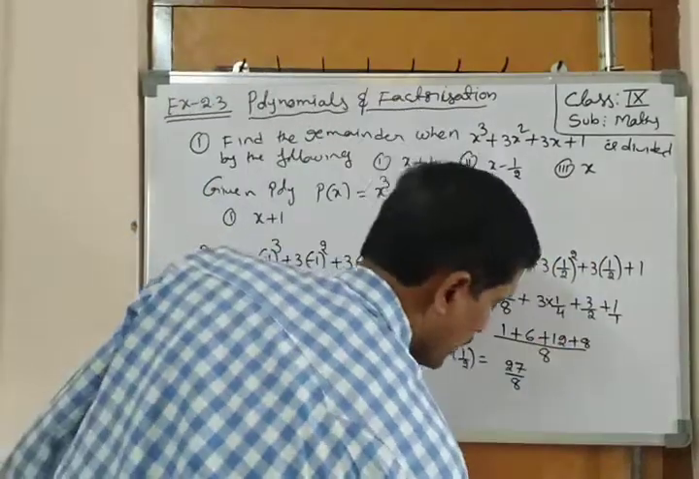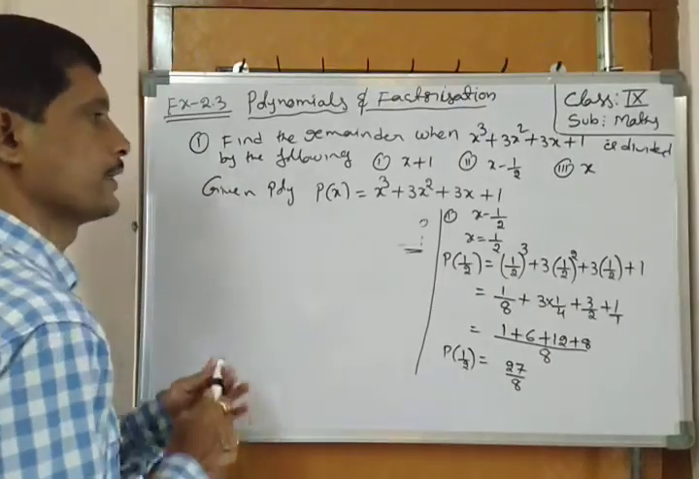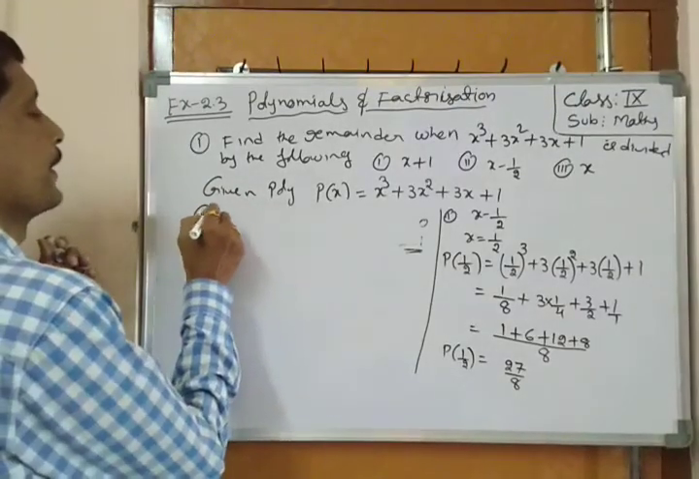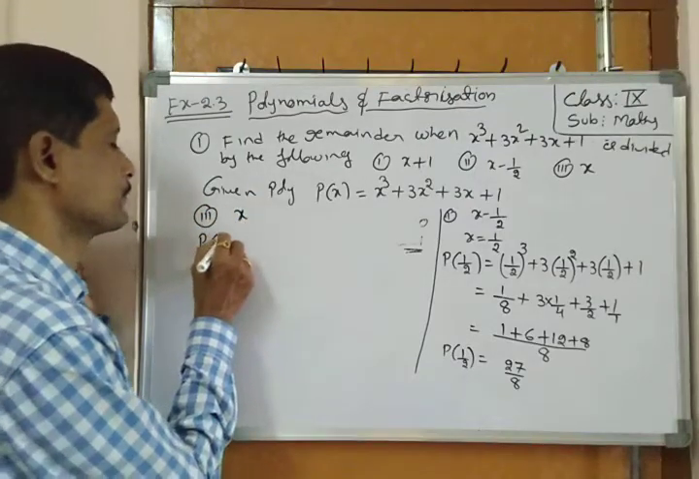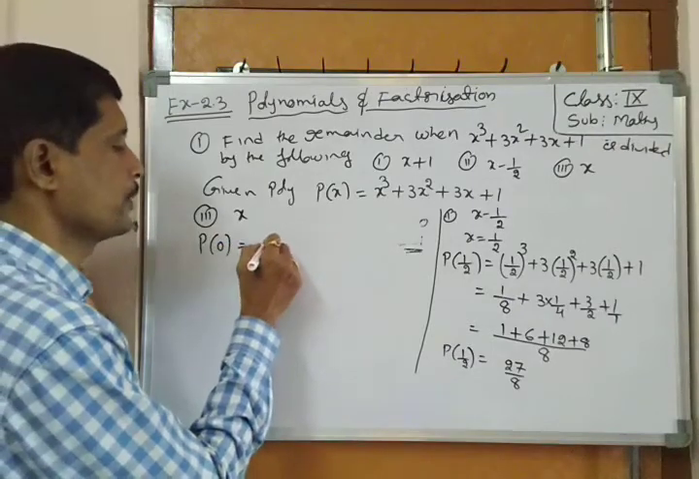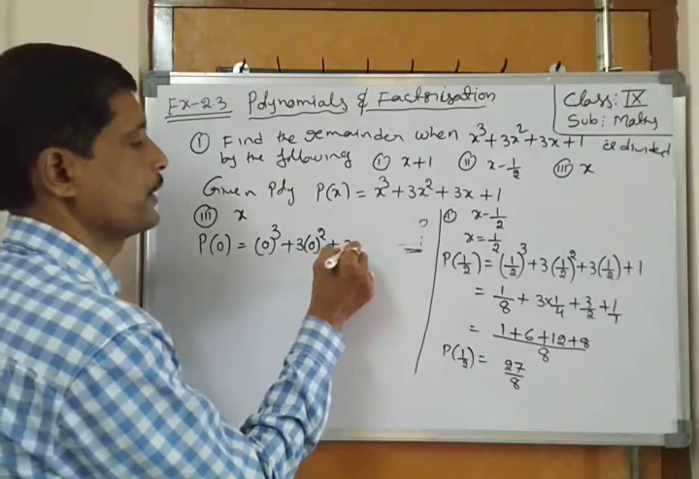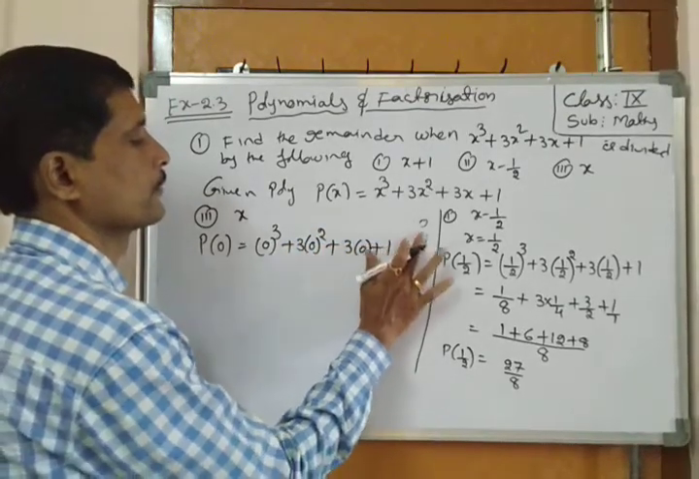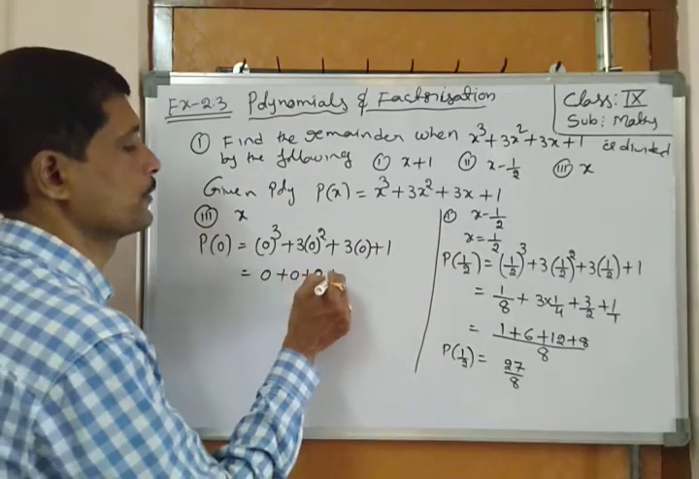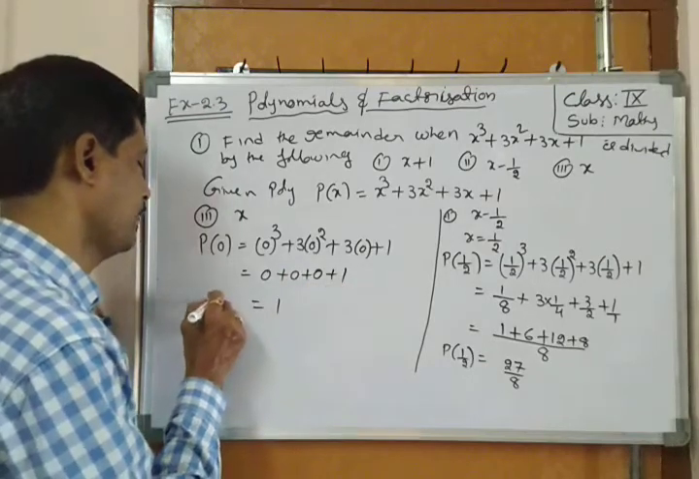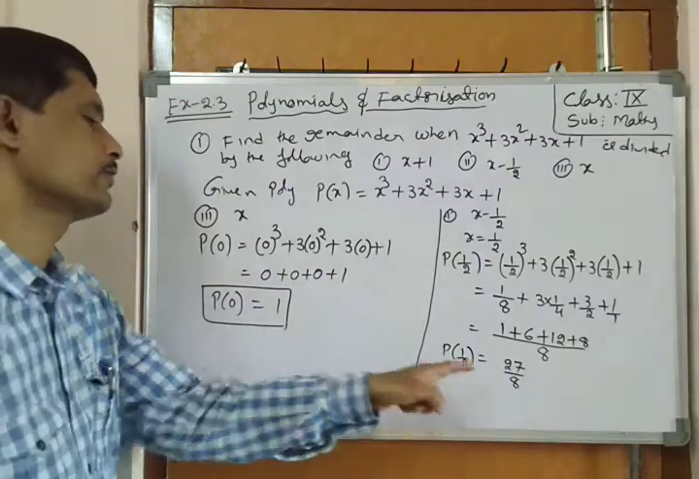Next, the last one, the third one, is x. Here x means x equal to 0. Substituting, P of 0 is 0 whole cube plus 3 into 0 whole square plus 3 into 0 plus 1. 0 whole cube is 0, 0, 0, 1. Total value, P of 0 equal to 1. This is the remainder. The remainders are 1 and 27 by 8.